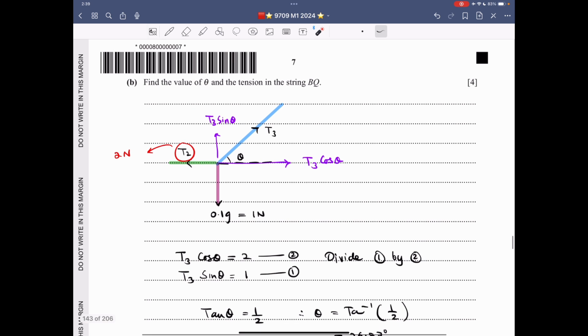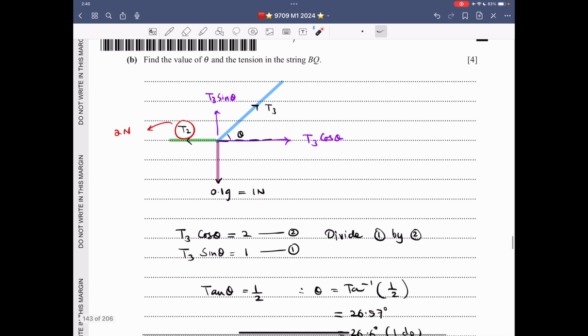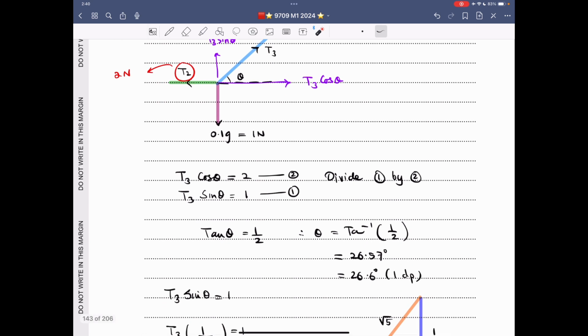Now the next one. Find the value of theta and the tension in the string BQ. Tension in string BQ is labeled as T3. So this is theta. This is the horizontal component in terms of cos. This is the vertical component in terms of sine. The horizontal will always be in terms of cos, provided I take the angle with the horizontal. And the vertical will always be in terms of sine. This 2 Newton was found earlier. The weight over here is 1 Newton. One equation for horizontal, this equals this. And the other equation for the vertical. Divide one equation by the other so that sine over cos becomes tangent, and we find the value of theta.